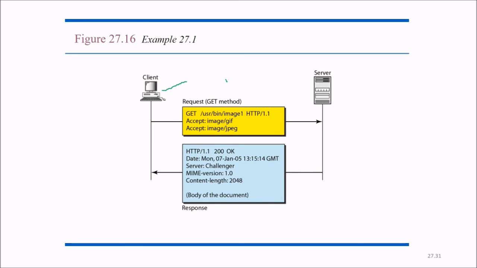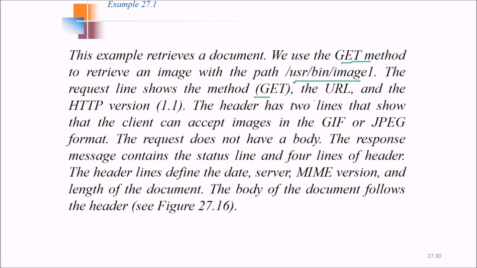It requests the GET method. So, GET this image, HTTP 1.1, accept image GIF, accept image JPEG. So it says that you can accept GIF also, JPEG also. The server responds with HTTP 1.1 with all this information. So now let us go back to the question. For example, the request line shows the method GET, the URL, and the HTTP version, that is 1.1. Now the header has two lines that show that the client can accept either the GIF format or the JPEG format.